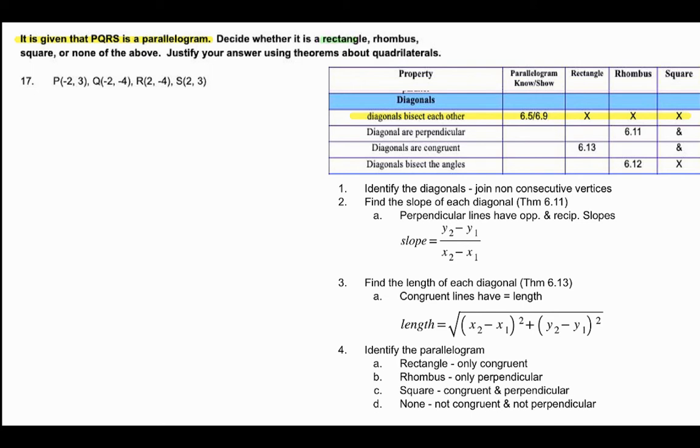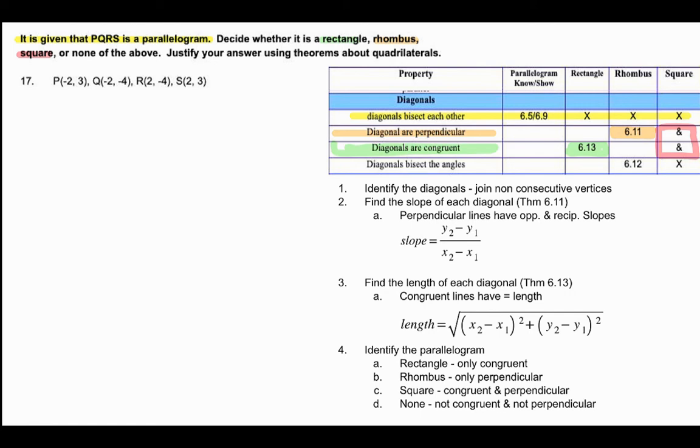Remember, our rectangle will have congruent diagonals. The rhombus, remember, has to have diagonals that are perpendicular, or whether we have the square, and the square has to have both of those items. So we're going to use coordinate geometry to calculate with that.